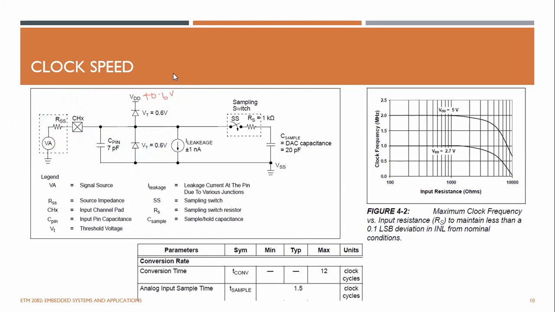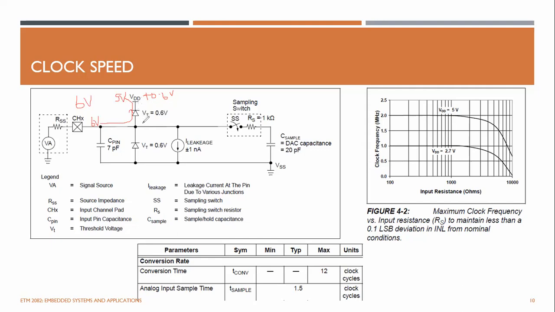But if you apply any voltage over VDD, let's say you apply 6 volt and your VDD is 5 volt, now this voltage has the highest potential, so it will keep conducting in this way. Since this is 5 volt and this is 6 volt, there's a drop across this diode.